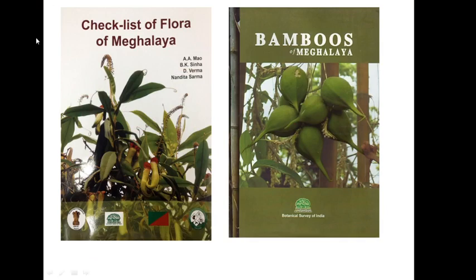Now also have a look at this. This is a very recent publication, most probably in 2016 to 17. This book was published by BSI, Botanical Survey of India, which is located here in Shillong, the Eastern Circle. Checklist of Flora of Meghalaya. It contains the names of all the plant species that they have recorded from Meghalaya. Then Bamboos of Meghalaya. This is also a floristic study. All the species of bamboos found in the state of Meghalaya have been recorded here.